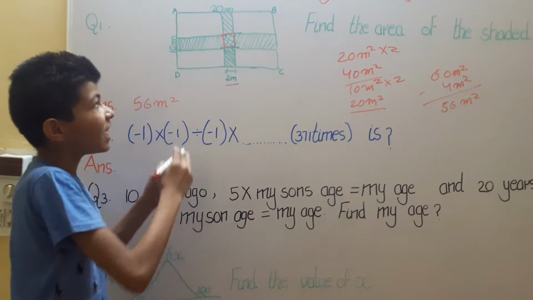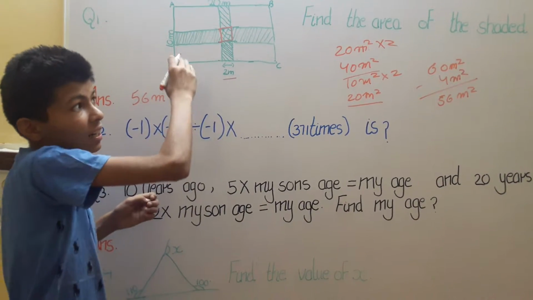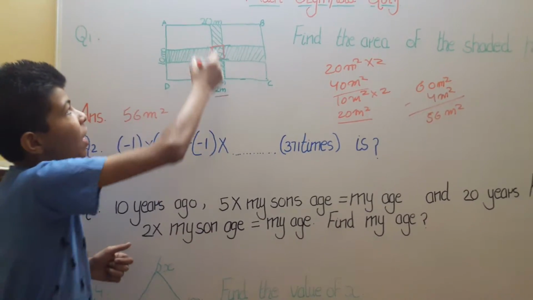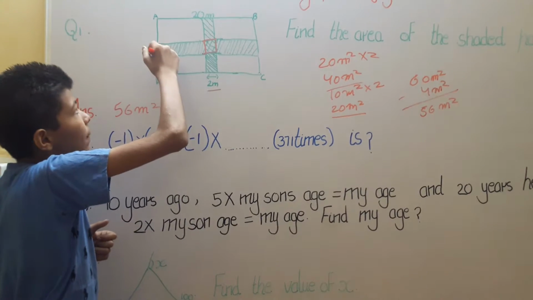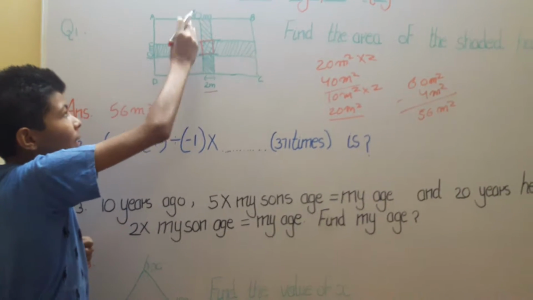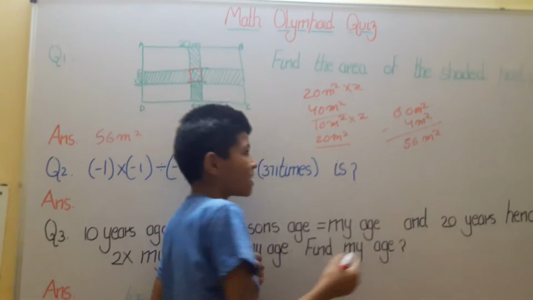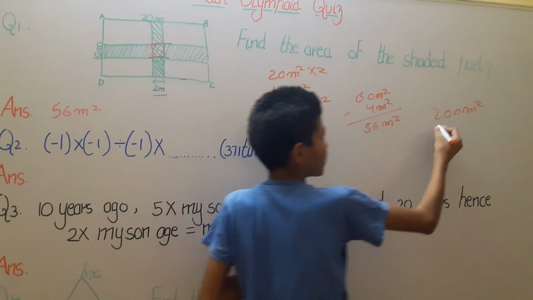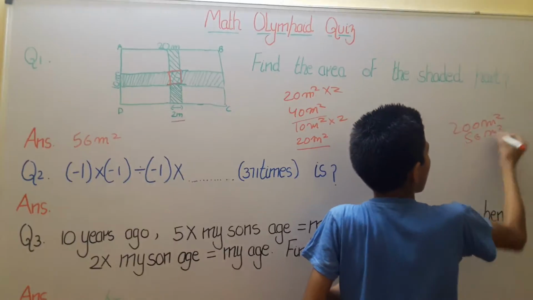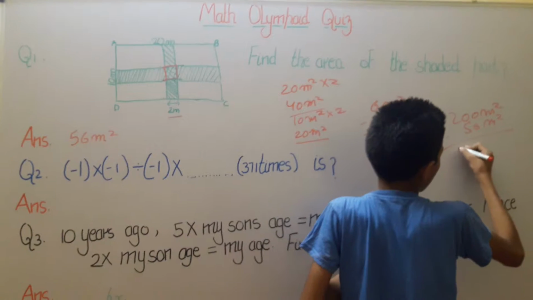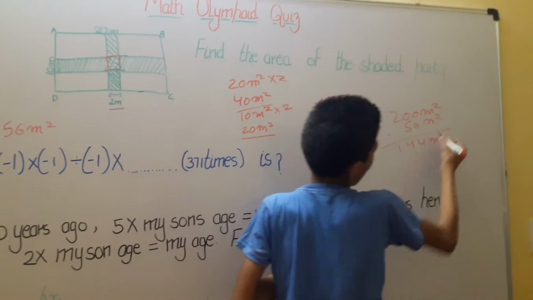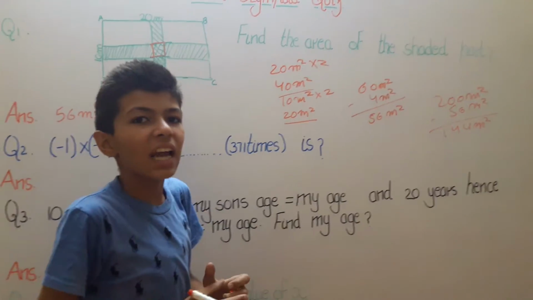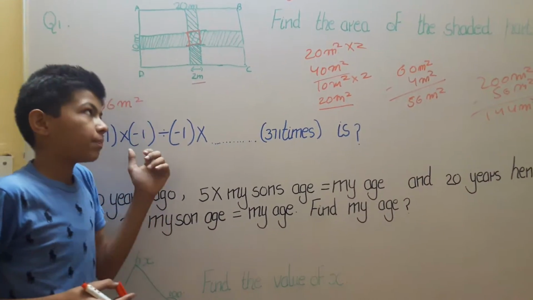What happens if it is asked to find out the area of the unshaded part? We have to subtract from the total area. So what is the total area? 20 meter multiplied by 10 meter, we have 200 meter square, minus 56 meter square, we got 144 meter square. So 144 meter square is the area of the unshaded part.